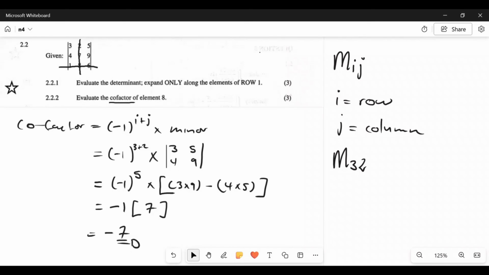Guys, I hope you managed to understand this. As you can see here, we use a different formula. There is another formula that you can use to calculate the cofactor. So if you want to learn about that formula, you can go to the playlist and search determinant, and there is a video where I calculate the cofactor using a different method.